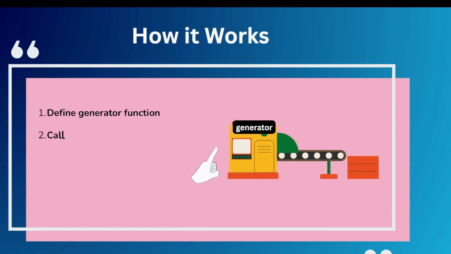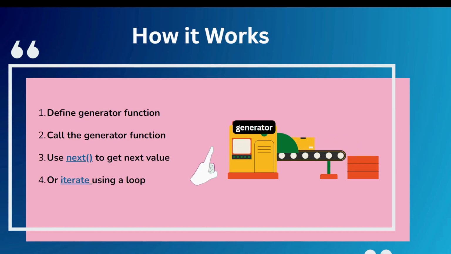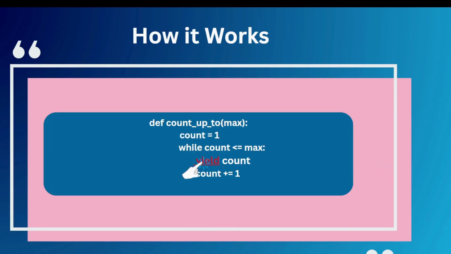So how does it work? First you need to define a generator function, then call the generator function. It will return an object. Through that object you can use the next function to get the next value, or you can iterate using a loop. Every time the generator gets a next call, it will execute this yield count and return the count. Every time the count will get increased by 1, and once the generator calls the next function, it will go to the yield count and return that count.